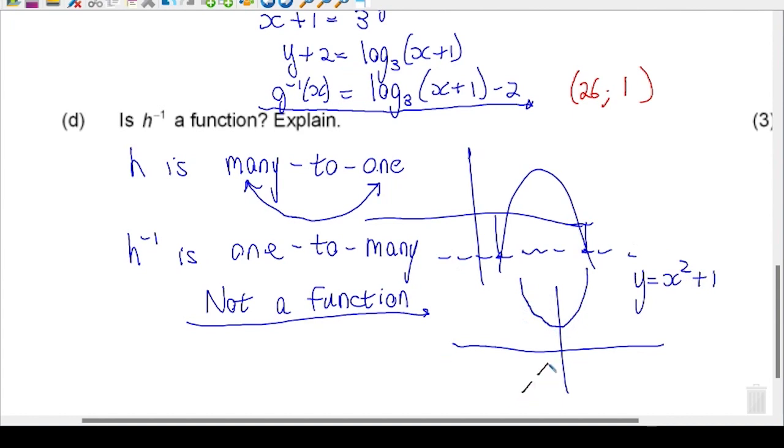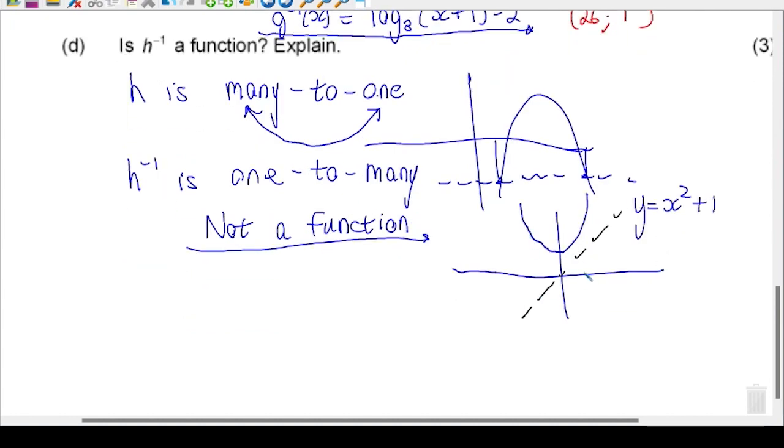The inverse of that function is a reflection around the line y equals x, always. An inverse is always a reflection around the line y equals x. The inverse is actually a kind of parabola lying sideways like that. And we can see that the inverse is not a function. The inverse fails a vertical line test.